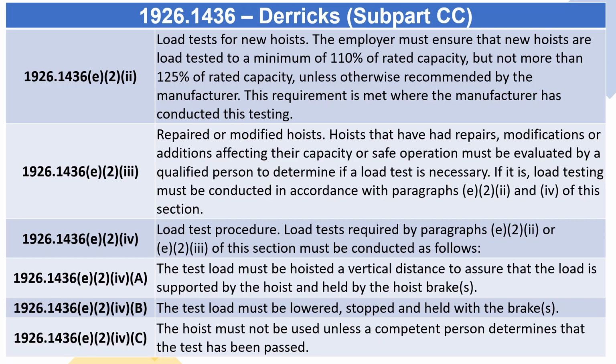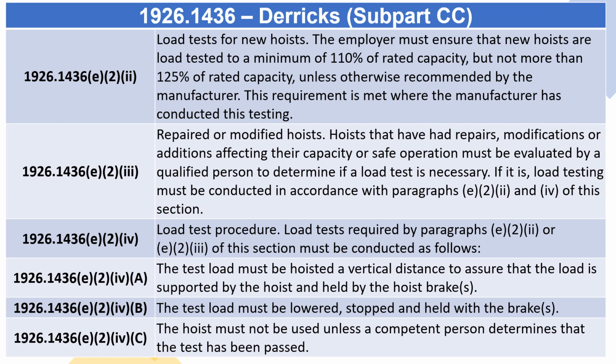1926.1436 E2(ii) Load tests for new hoists. The employer must ensure that new hoists are load tested to a minimum of 110% of rated capacity, but not more than 125% of rated capacity, unless otherwise recommended by the manufacturer. This requirement is met where the manufacturer has conducted this testing. 1926.1436 E2(iii) Repaired or modified hoists. Hoists that have had repairs, modifications, or additions affecting their capacity or safe operation must be evaluated by a qualified person to determine if a load test is necessary. If it is, load testing must be conducted in accordance with paragraphs E2(ii) and (iv) of this section.